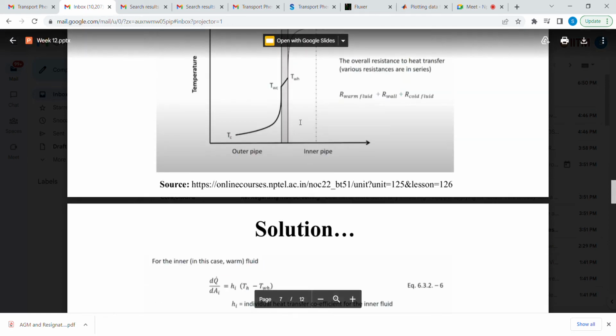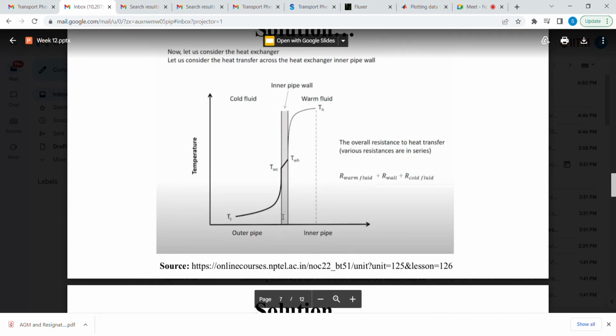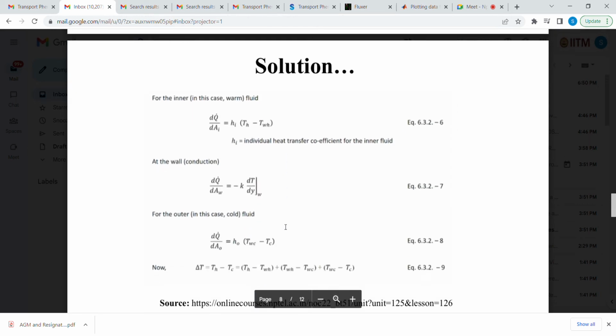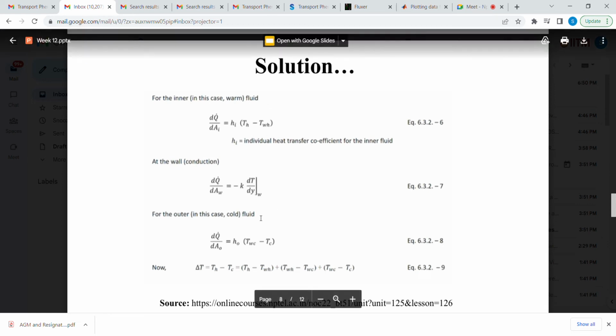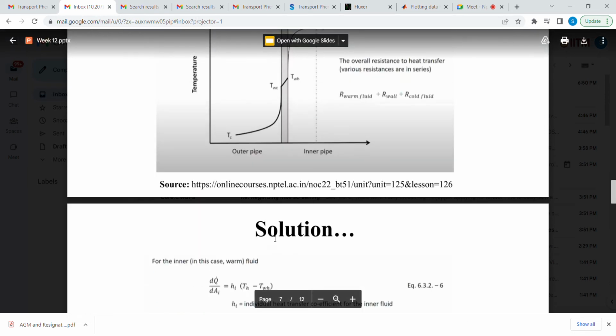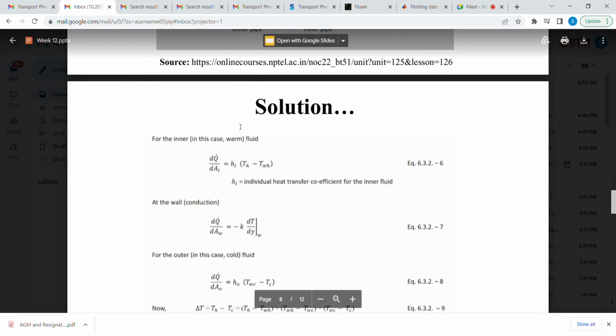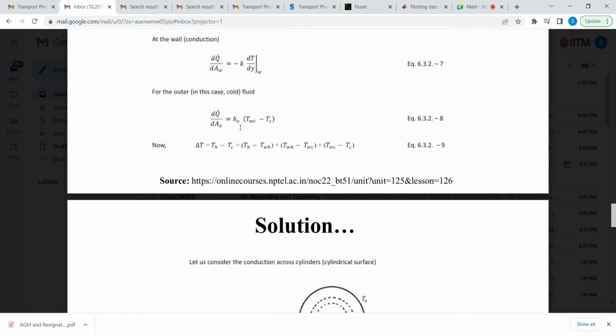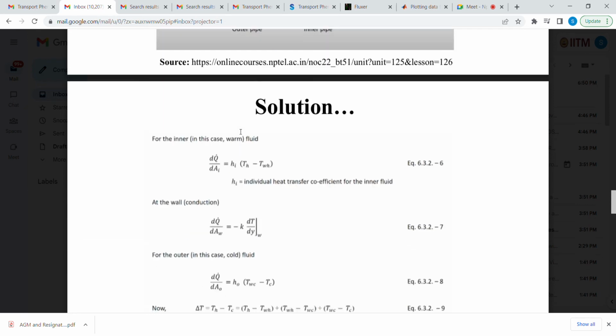So dq by dAw, where Aw is the area of the wall, is equal to minus dT by dy at W, given the wall thickness. Now for the outer case, in this case the cold fluid, similarly we put it like this. However, TWH will come this side and TH will come that side. Why? It's simple, right? Here this is hotter than this. We need a positive answer, so we put it like this. Now delta T equals TH minus TC.